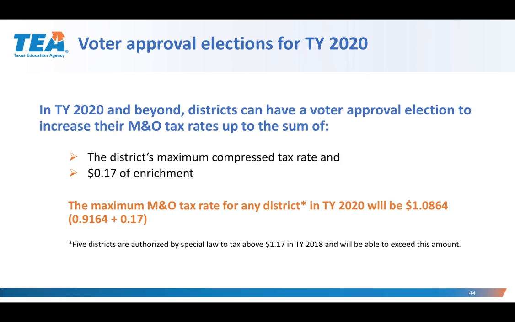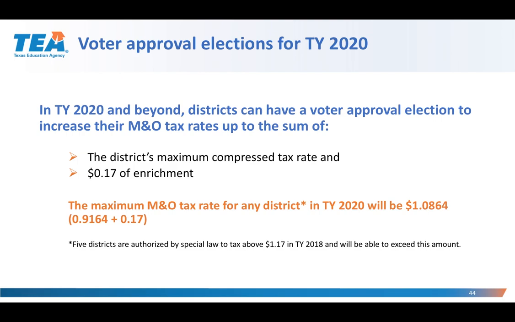In 2020 and beyond, districts will be able to have a voter approval election to increase their M&O tax rates up to the sum of the district's MCR and 17 pennies of enrichment. So the MCR will continue to decline, as we've seen. Up to 17 pennies of enrichment will float on top of that MCR, and districts will be able to go up to 17 pennies with a voter approval election.